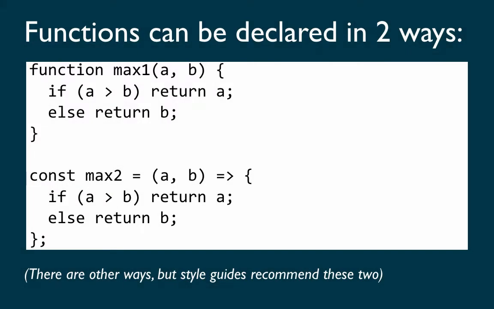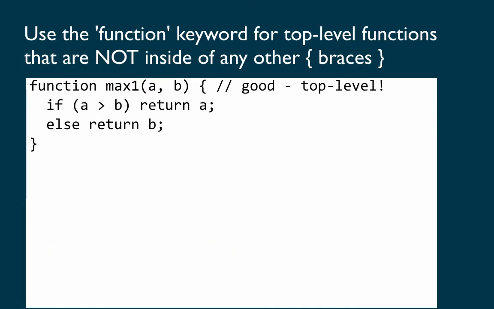So when do you use the function keyword versus the equals-greater-than arrow syntax? One rule that I think works pretty well is that you use the function keyword for top level functions. These are functions that are not declared inside of any other braces. For example, here in this slide, function max1 works fine because it's at the top level. There's nothing else outside of it. It's not inside of anything else. There's no braces around it.